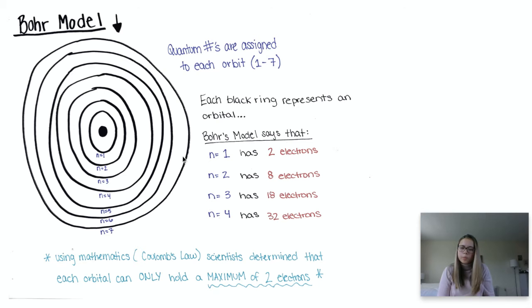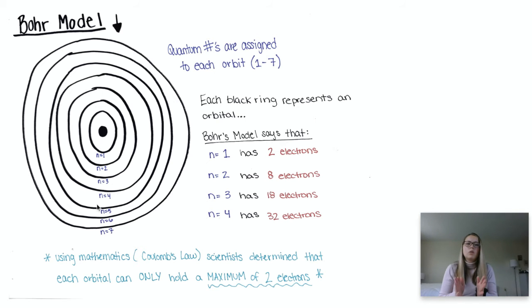An orbital, plain and simple, is just a space where you're likely to find an electron. That's what an orbital is. So Bohr's model states that when n equals 1, you can have a maximum of 2 electrons. When it's 2, you can have a maximum of 8. 3, 18. 4, 32. Okay?